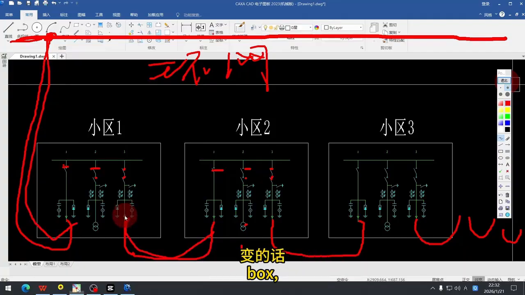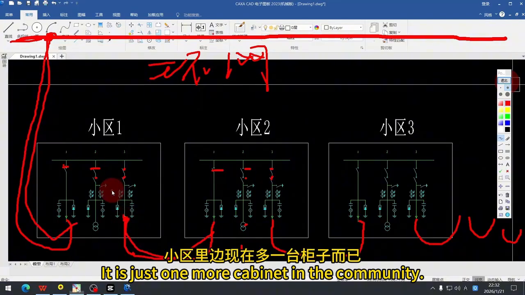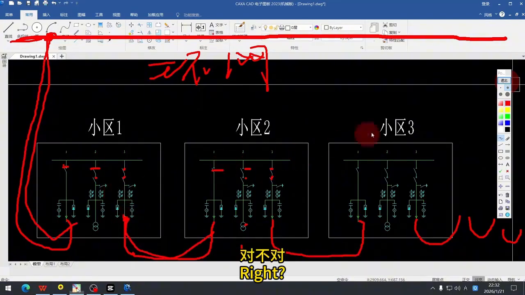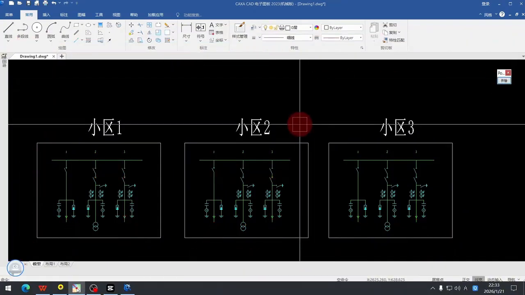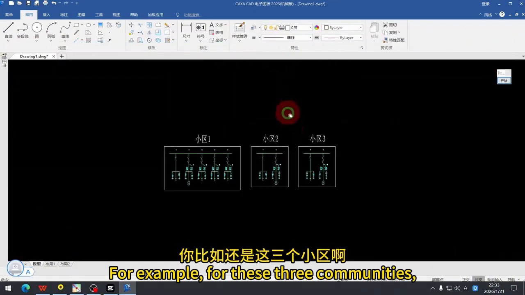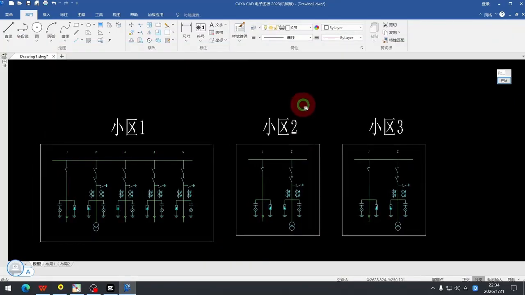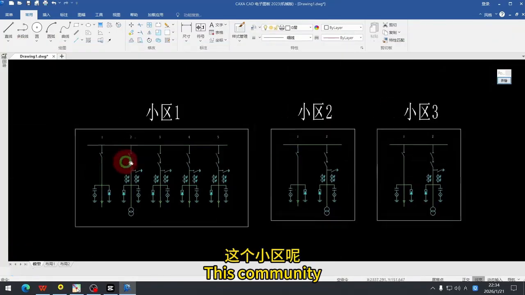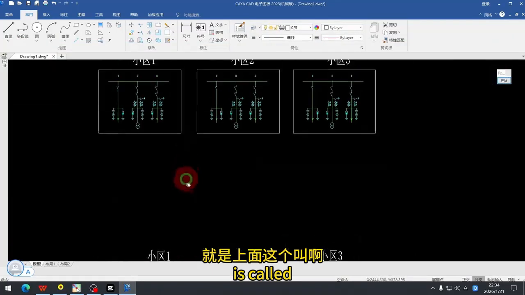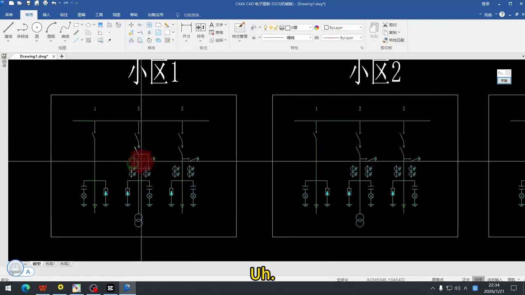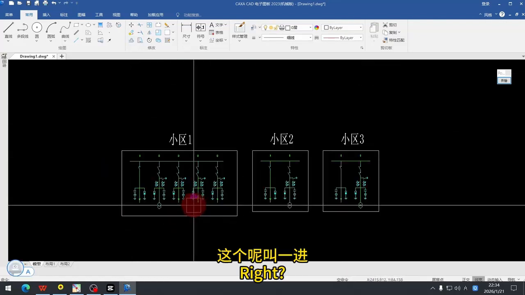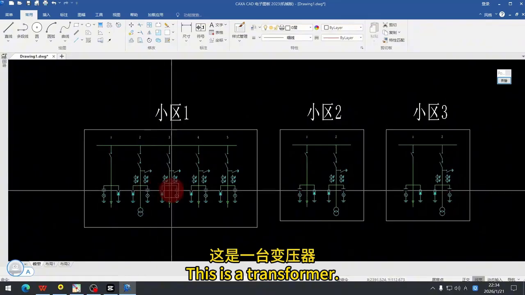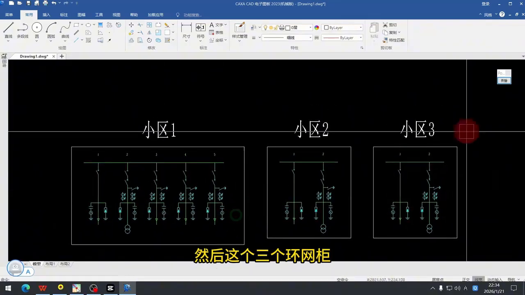For example, this is a cabinet. It is just one more cabinet in the community, right? And then how else can we do it? For example, for these three communities, you can also do it like this. This community is called a one-in one-out ring network cabinet. Right. This is a transformer. And these are three ring main units.